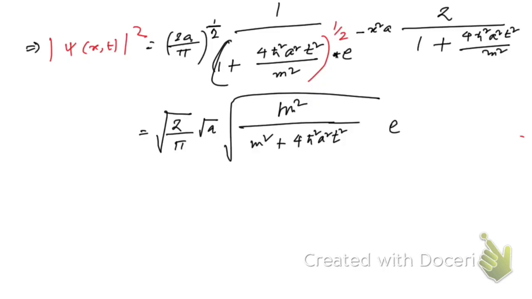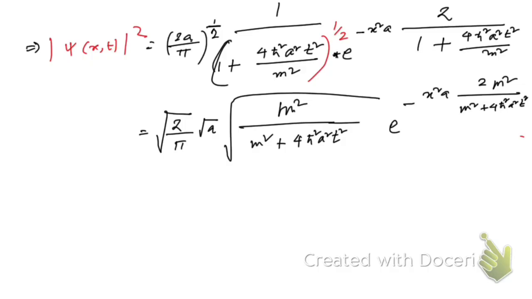Then e to the power minus x square a to m square. If we multiply both the numerator and denominator by m square, then what we're gonna have is m square plus 4 a square t square. That's what we're gonna have, right? So hope you have understood this. So now you see what we can do here.